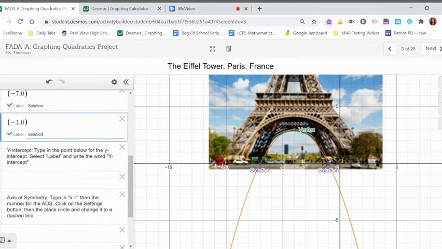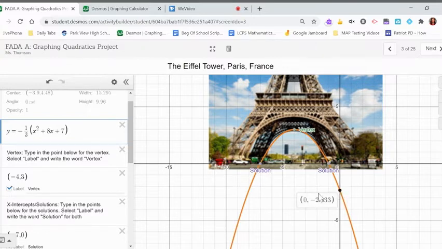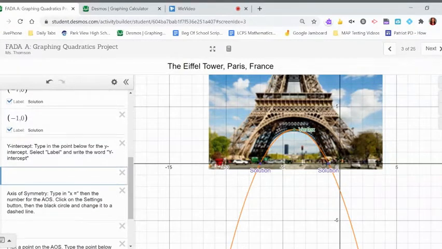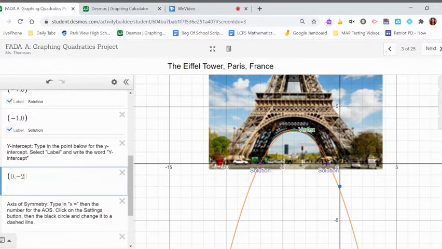Okay, next is our y-intercept. Same thing, type in the point below for the y-intercept, select label, and write the word y-intercept. So here's my orange graph. Here's my y-axis right here. Okay, and I'm looking for where the orange graph touches the y-axis, and that would be right here. Okay, so that's 0, -2.333. I only require 2 decimals, so you can just put 0, -2.33. You'll see that blue point appears here. I'm going to label that as my y-intercept.